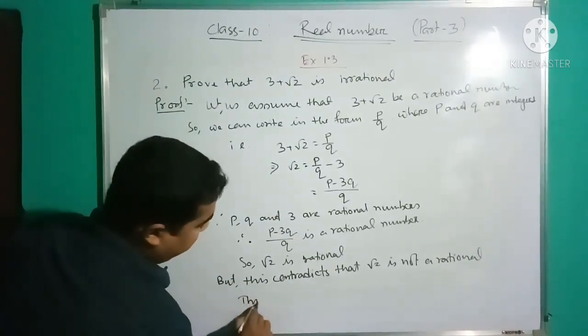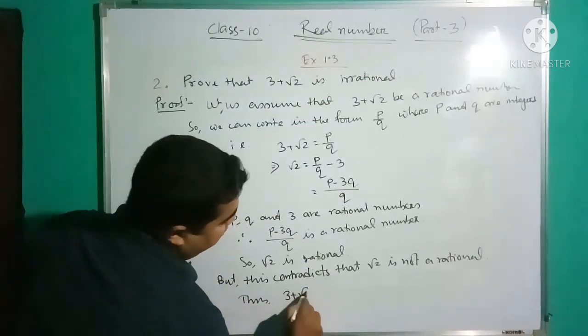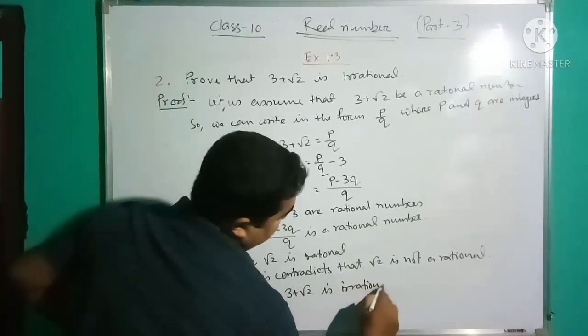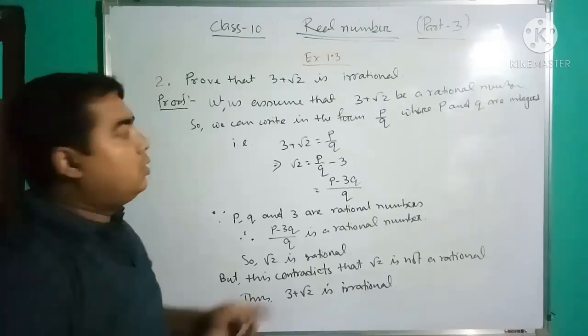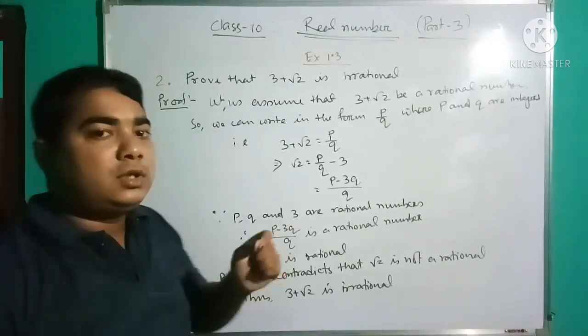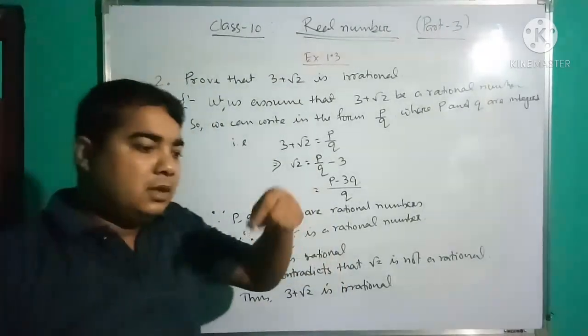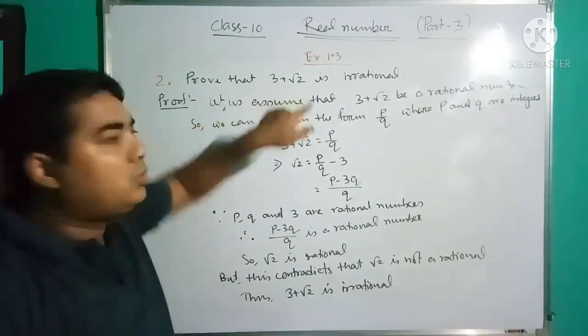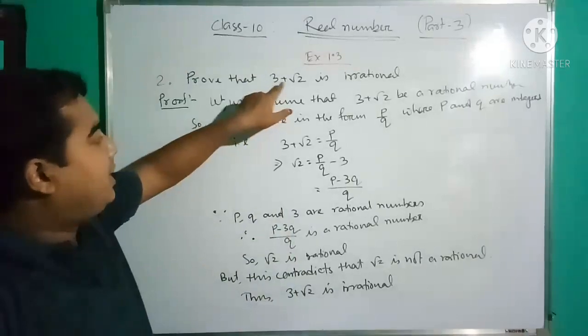Thus, 3 plus root 2 is an irrational number. Okay, if only root 2, root 3, root 5 is given, then its proof process is different. Again, if the sum of two numbers is given, then the process will be like this.